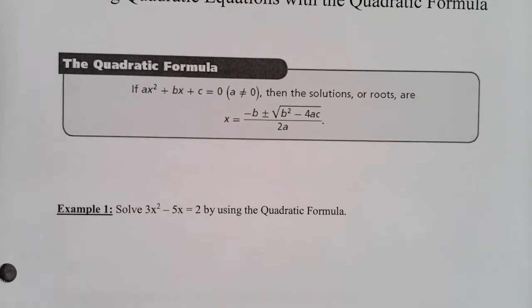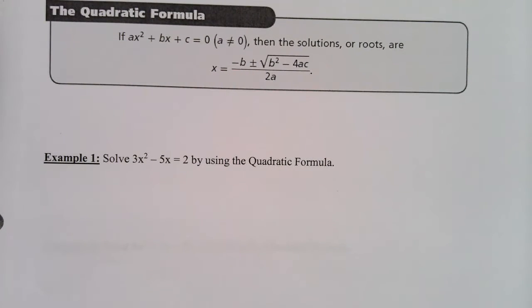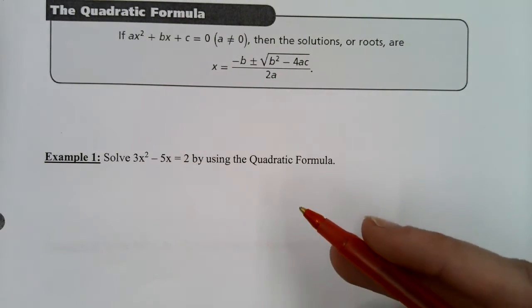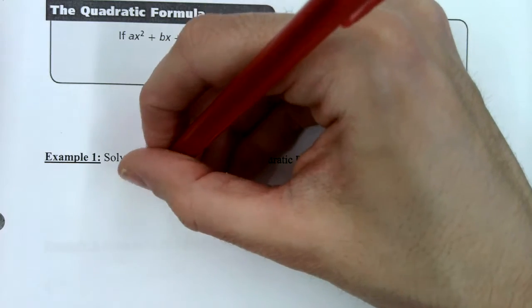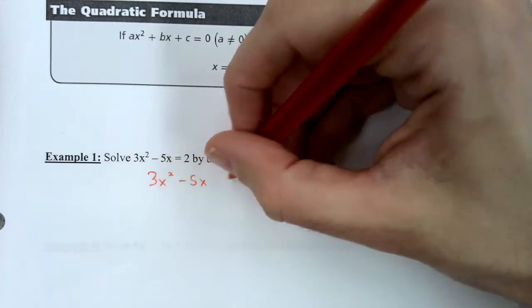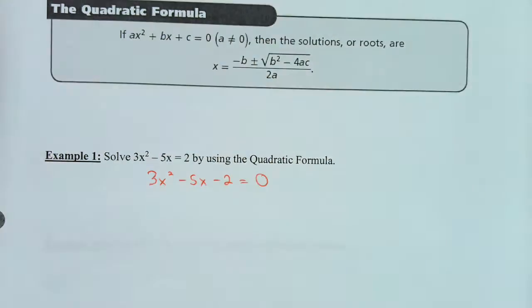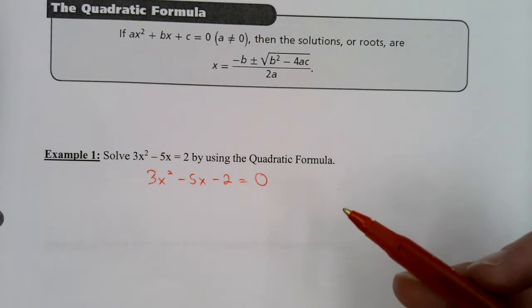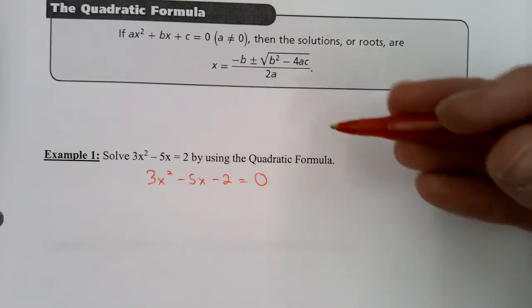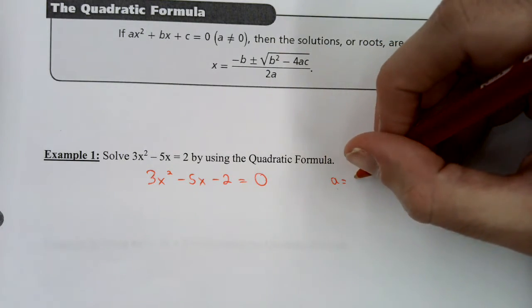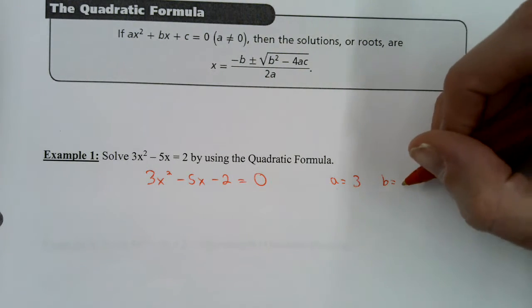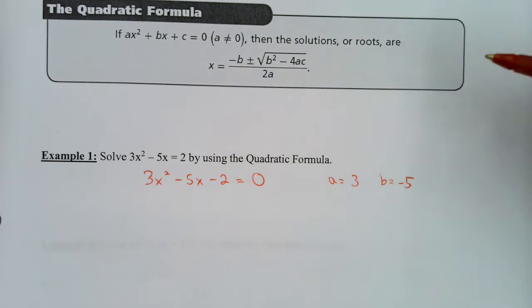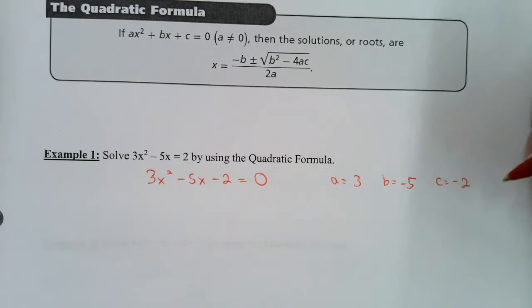So here's the formula right here. Now, the first thing you need to do is make sure these equations are equal to 0. So for this problem right here, I'm going to bring the 2 over, so it's equal to 0. So I get 3x squared minus 5x minus 2 equals 0. Then you're going to identify what a, b, and c are. A is the number before the x squared term. So in this case, a equals 3. B is the number before the x term. In this case, b equals negative 5. And c is the number all by itself. In this case, c equals negative 2.